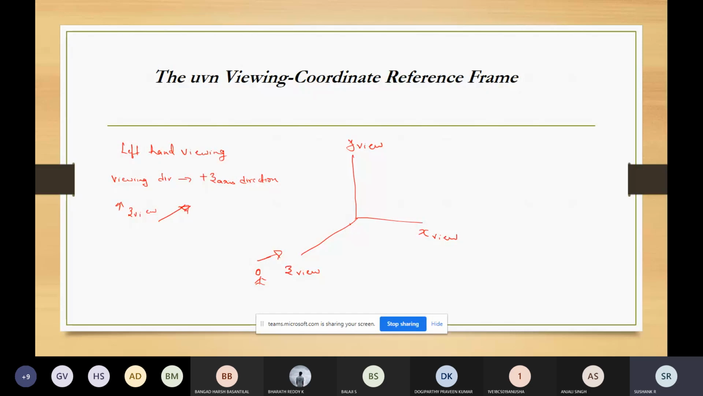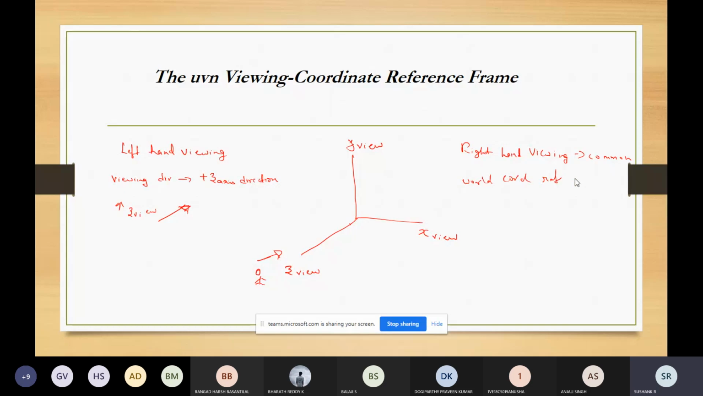After that, we have the right-hand viewing coordinate systems. This is most commonly used. The reason is that the orientation of this system is the same as the world coordinate reference. That's why this is the most commonly used one.